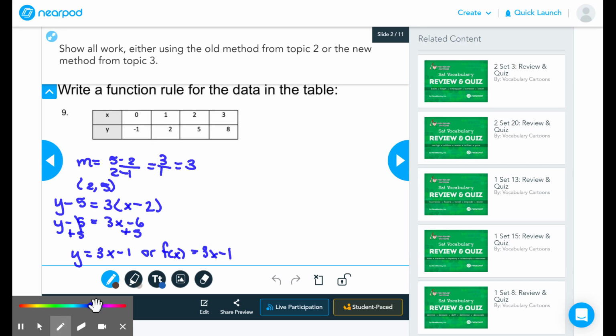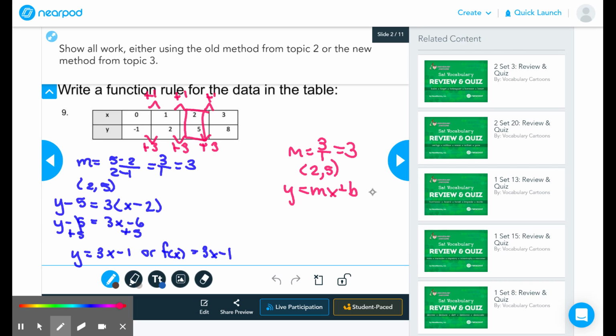The new way is finding a pattern. So the x's are increasing by 1 each time. The y value is increasing by 3 each time. So remember that the slope is 3 over 1, change of y over the change of x, which is 3. Now I'm going to pick the same ordered pair I did with the old way. And then y equals mx plus b.